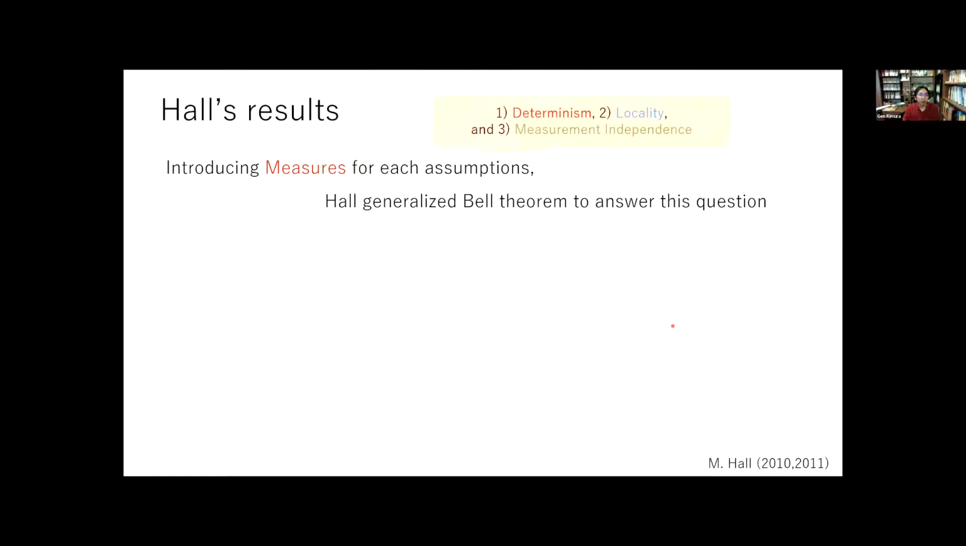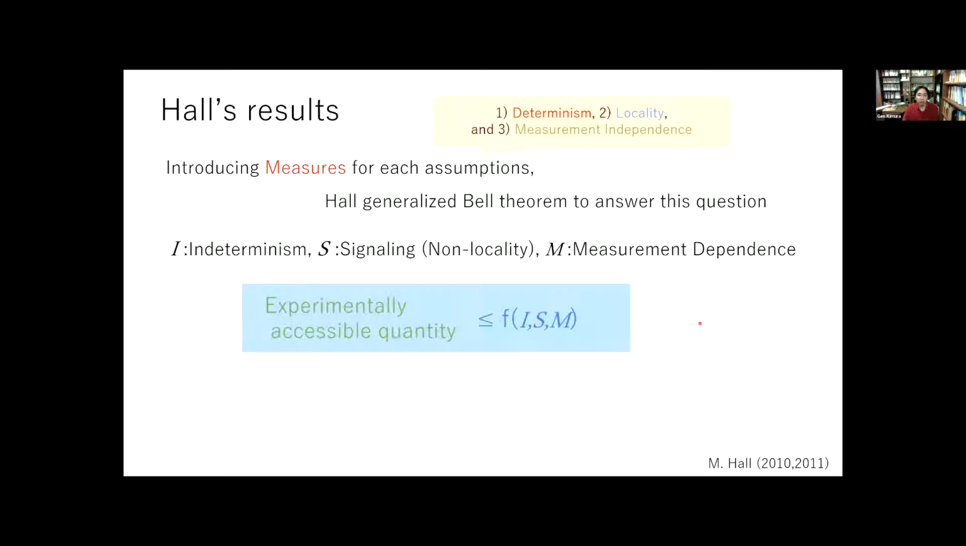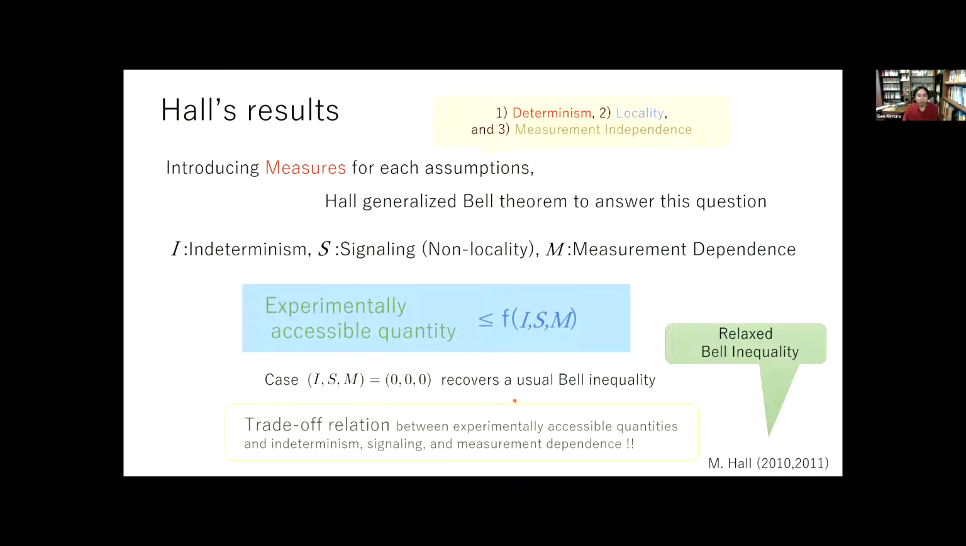Okay. So Hall introduced 3 measures for these assumptions: I for indeterminism, S for signaling or non-locality, and M for the measurement dependence, and found a generalized Bell's inequality incorporating all these measures. This inequality was called by himself a relaxed Bell's inequality. And in the case where all these measures are 0, namely the case assumed by Bell, this inequality recovers the usual Bell inequality. But in general, these relations provide a trade-off between experimentally accessible quantities and underlying assumptions, which allows us to discuss the extent to which each assumption should be violated with the given violation of Bell's inequality.